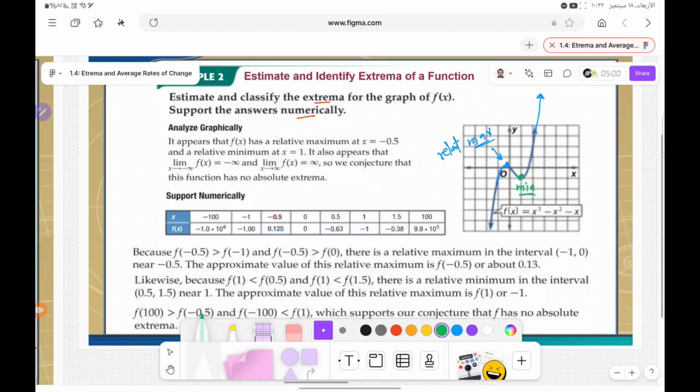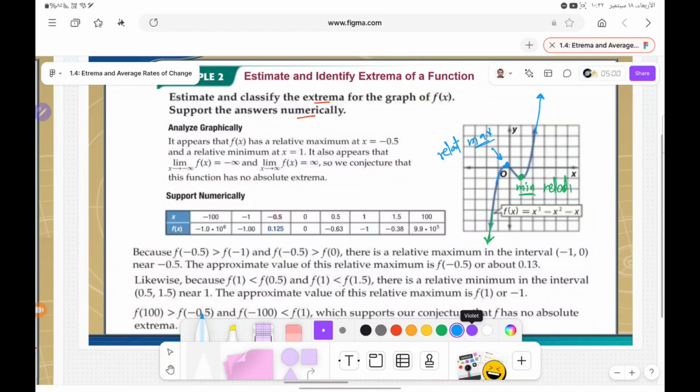Same thing happened with the minimum. Also the minimum will be a relative minimum. Why is it a relative minimum? Because the function will go down forever. So there is no absolute maximum and no absolute minimum, so we say there are no absolute extrema.